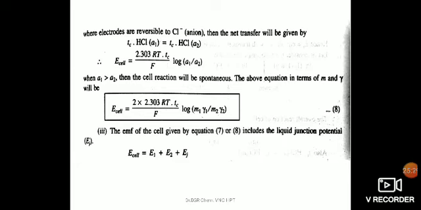The above equation in terms of m, molality, and gamma, activity coefficient, will be E cell equals 2 into 2.303 RT into Tc by F into log of m1 gamma 1 by m2 gamma 2. Call that equation 8. The EMF of the cell given by equation 7 or 8 includes the liquid junction potential. That is, E cell equals E1 plus E2 plus Ej, where Ej is the liquid junction potential.